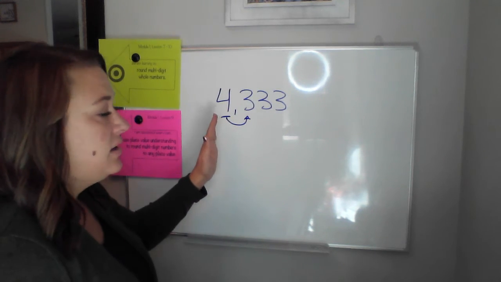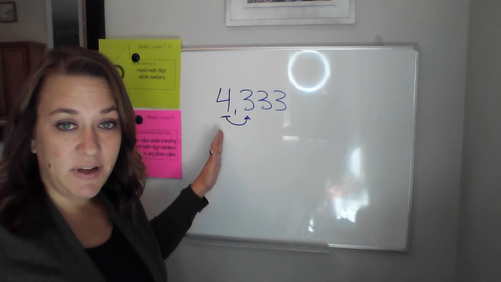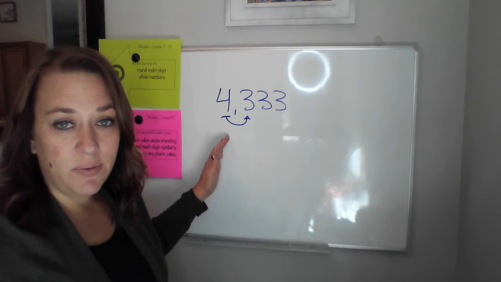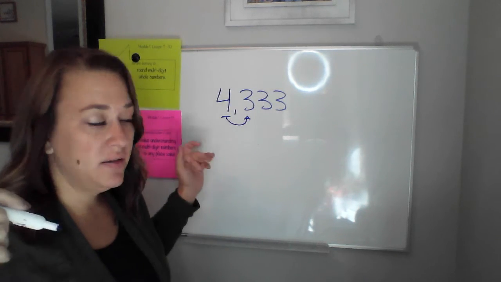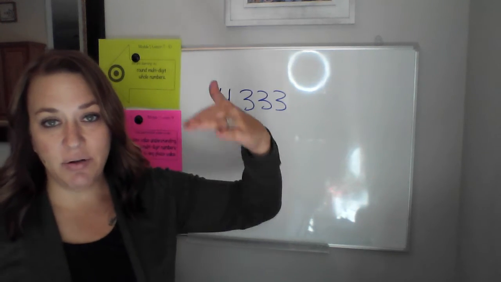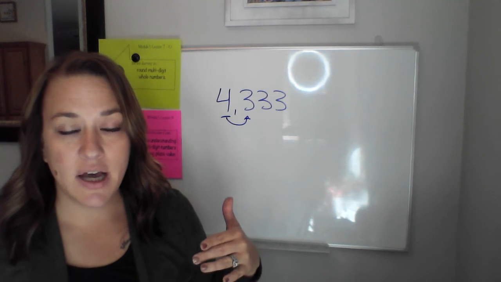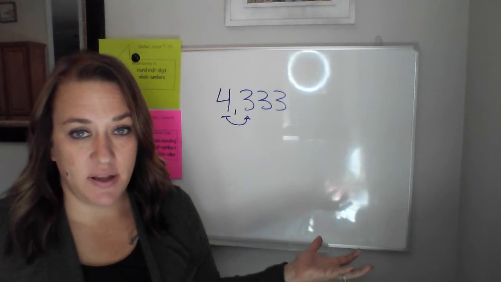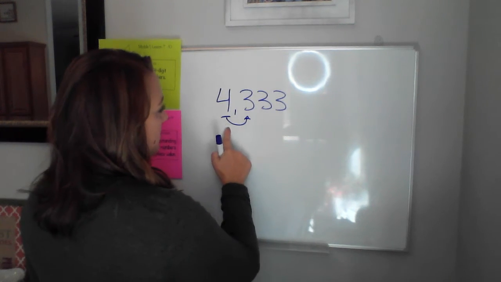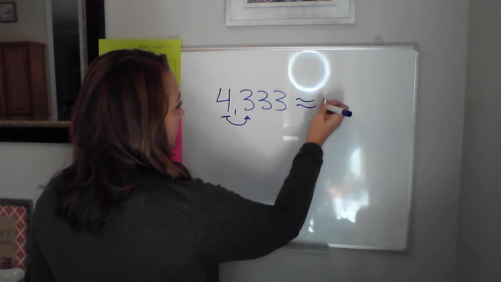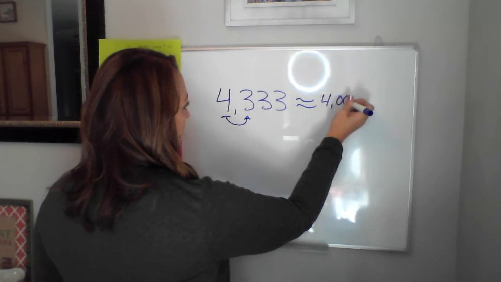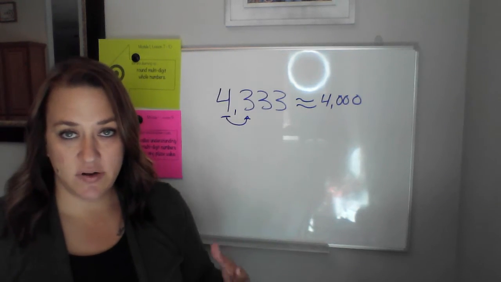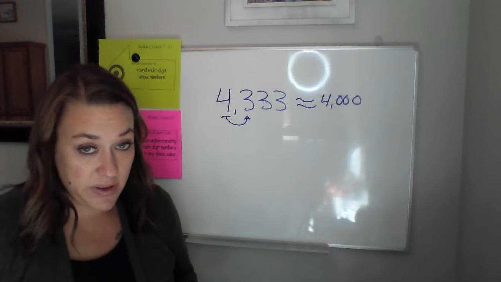Our lower thousand is 4,000. Our high end would be 5,000. If you visualize the number line we've been working with, our midpoint would be 4,500. So you can still think about the number lines we've been doing to help you round. But if you know those rounding rules, then you can just base it off of that as well. So 4,333, we would round to 4,000. Okay, we didn't need to use a number line. We used that rounding understanding to do that.